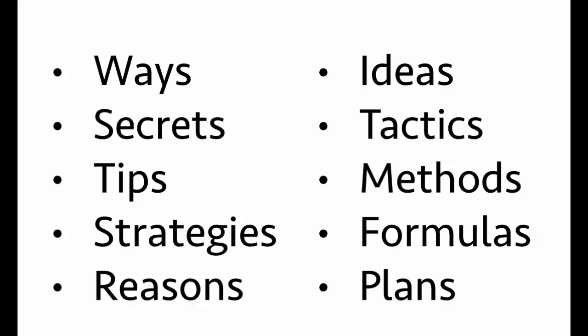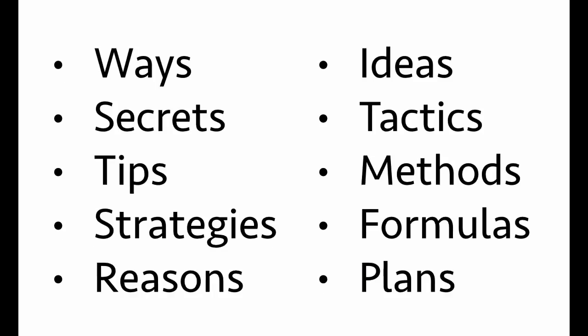So these words are ways, secrets, tips, strategies, reasons, ideas, tactics, method, formulas, and plans. You want to follow the numbers with these words because they evoke emotion and they explain what people are going to get. So it's a quick way for people to understand what they're going to get. So, 7 secrets to the ultimate diet, something like that.